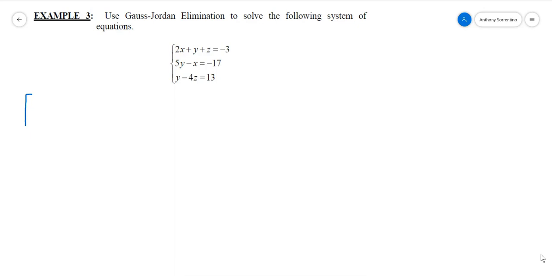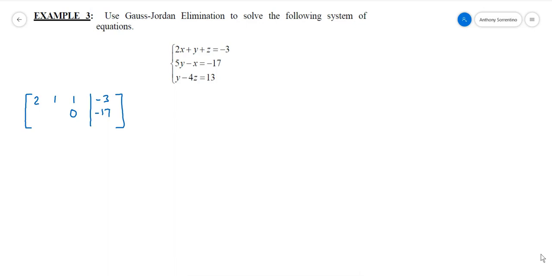The top row, 2, 1, 1, -3. The second row has a couple of pitfalls in it. First of all, it's missing a z term, which means its coefficient is 0. I'll put the -17 over here already. It has the y term and then the x term, so these are not lined up.